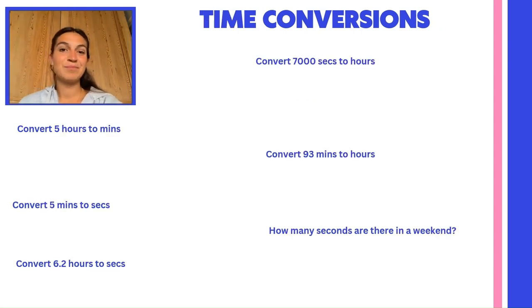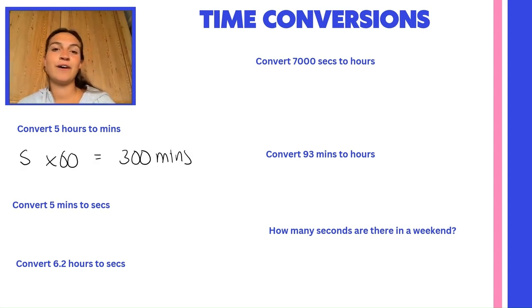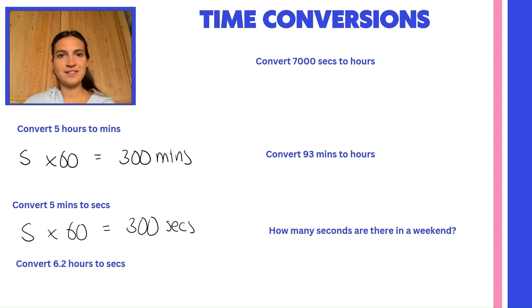Okay, time to do some time conversions. So convert 5 hours into minutes. So again, check out my notes and we can see how to convert between all of these different units of time. I'm going from hours into minutes, so I have a look and see that I need to multiply my answer by 60. So that gives me 300 minutes. Next one, convert 5 minutes into seconds. To go from minutes to seconds, again, I multiply my number by 60, 300 seconds.